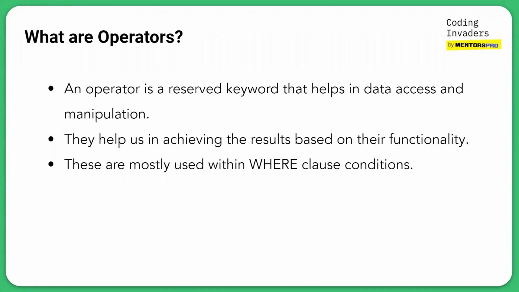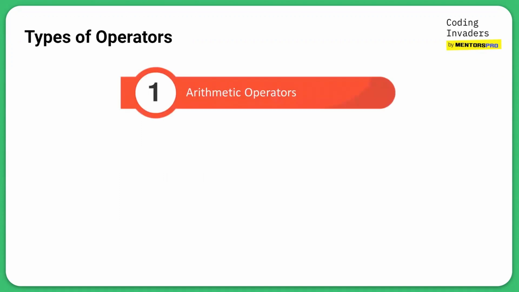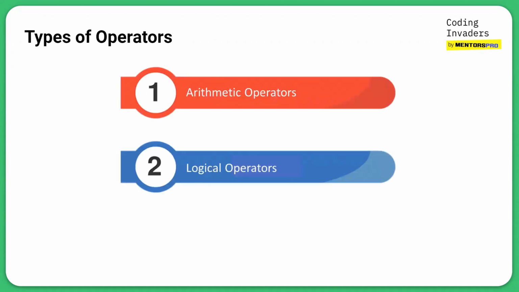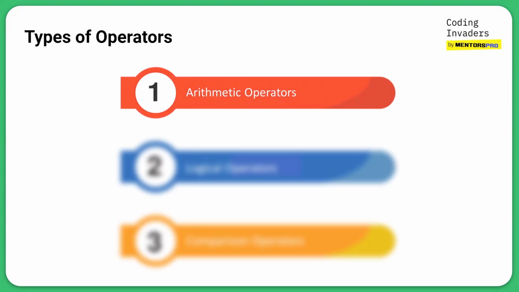That is, mostly when you are selecting something within the databases, you will be using a where clause, and within the where clause, these operators will be used. Now, there are three types of operators that we use in SQL. The first one is arithmetic operators, and then the logical operators and comparison operators. We will go through the arithmetic type in this lesson.